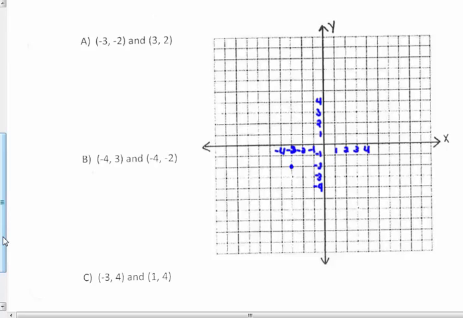Negative 3, negative 2. In case you forgot the quadrants, a little review here. This is quadrant 1. They are always labeled in Roman numerals after Rene Descartes. And yes, it is counterclockwise that they are numbered. 1, 2, 3, and 4. Negative 3, negative 2 the point, and 3, 2. So over 3 and up 2.